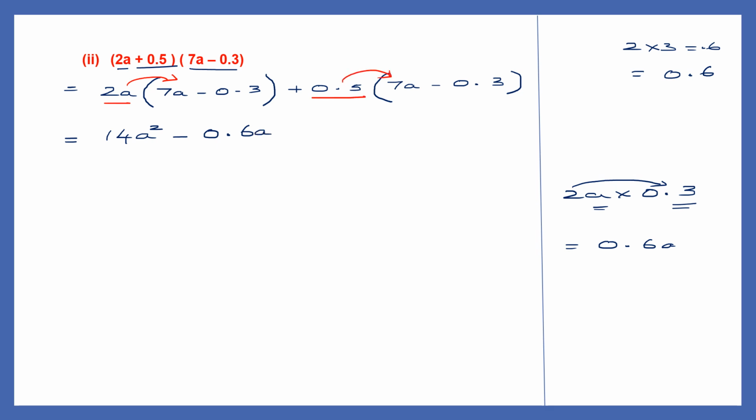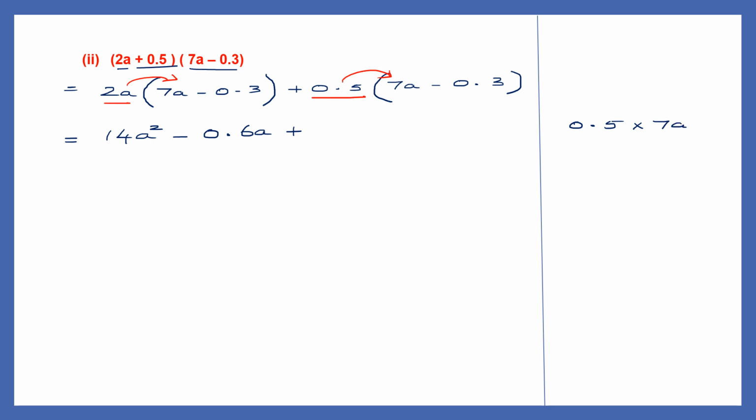Now we go to the second one here. 0.5 into 7a. Plus, let's multiply now 0.5 into 7a. So multiply only 0.5 into 7, which is 5 into 7. 5 into 7 is 35, and then put one decimal point because here there is one decimal place after the point. So 3.5, and we have an a. So let's write that a plus 3.5a.